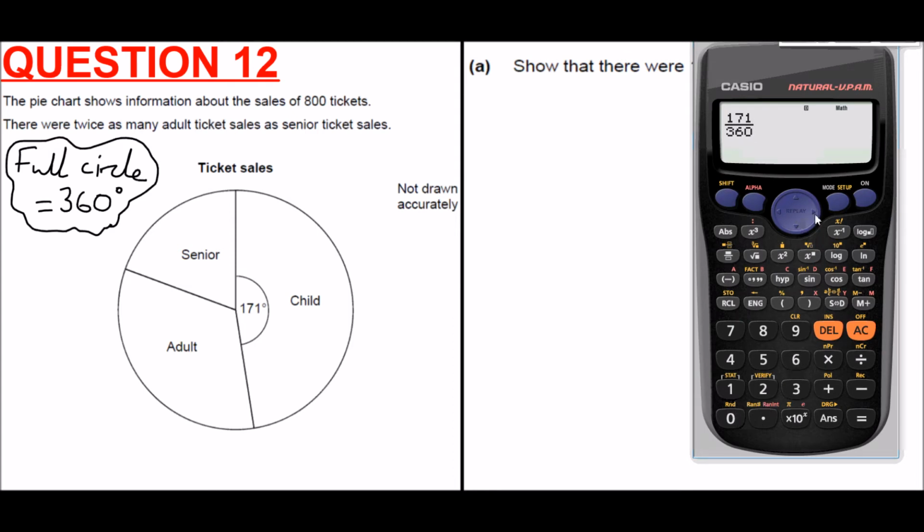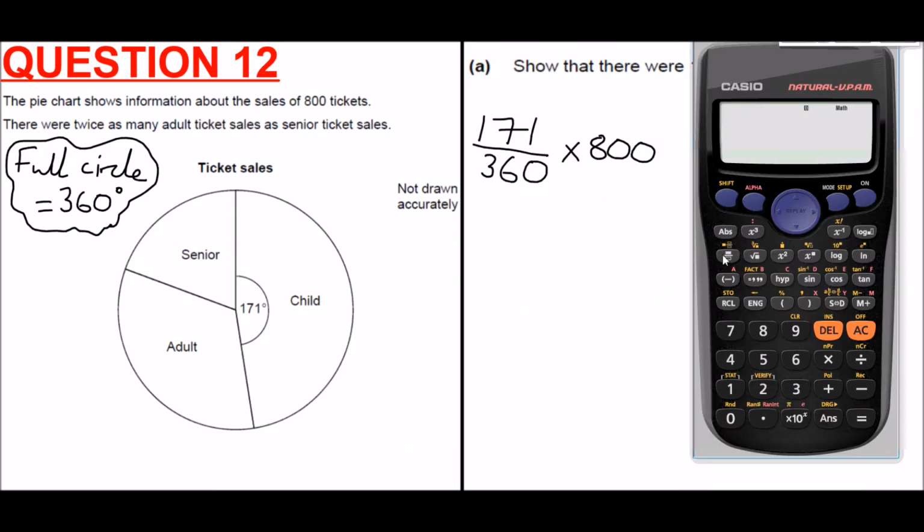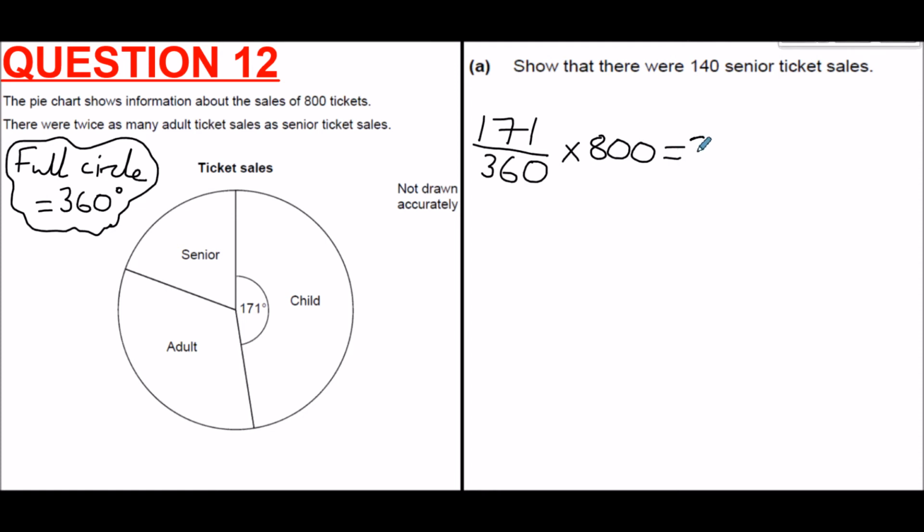So we can calculate directly how many children there must be. The fraction of children of the total will be 171 out of the total 360. Now the total tickets was 800. So if we work out this fraction of 800, we have 380 child tickets. And so if we write that down as evidence for Mr. or Mrs. or Miss Examiner, 171 over 360 multiplied by 800 told us that there were that many child tickets. I've rubbed off how many children there were now, but there were actually 380. So that comes to 380 children.